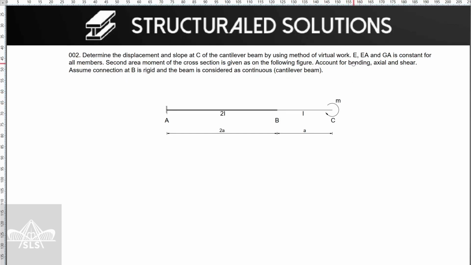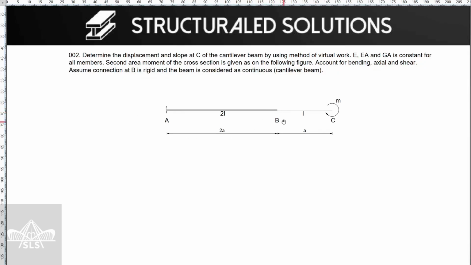It is given that E, EA, and GA are constant for all the members, and the second moment of the cross-section is given as shown here on the figure. So for member A to B, let's say the cross-section is a bit different than the rest of the beam. And according to the task description, we need to account for bending, axial, and shear.